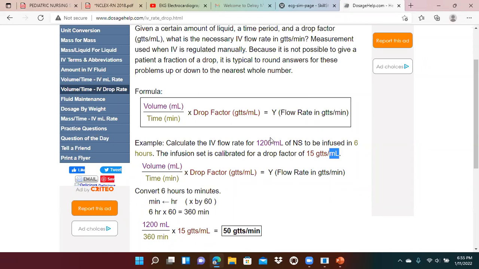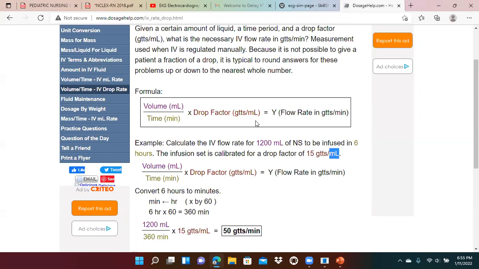So volume is in the question. Time should be in minutes, but it is in hours. Convert 6 hours to minutes. When converting a big unit to a small unit, always multiply by 60. 6 multiplied by 60 is 360 minutes. So 1000 mL divided by 360 minutes times 15 GTT per mL, which is mentioned in this question as the drop factor. Calculation gives 42 GTT per minute.